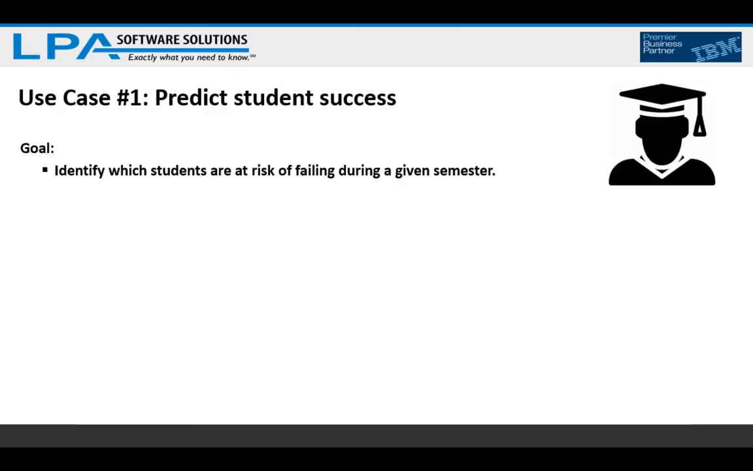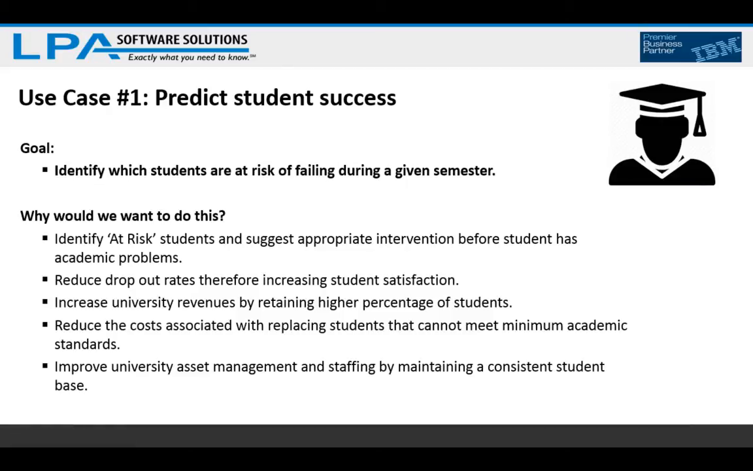So let's take a look at our first demonstration. In this first demonstration, it's our first use case. We're going to try to predict student success. And with this use case, I want to try to identify students that are at highest risk of failing during a given semester. So why would you want to do this?